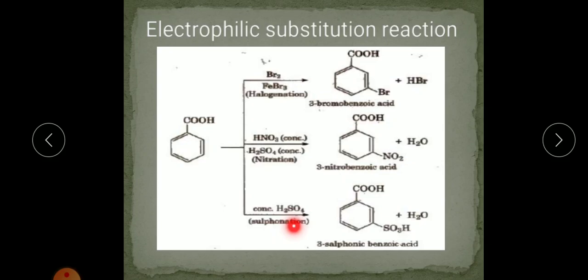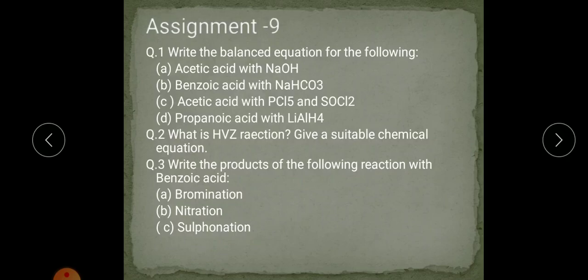Similarly, when you carry out the sulfonation process, it will form 3-sulfobenzoic acid or meta-sulfobenzoic acid. So this is how the electrophilic substitution products of benzoic acid are formed under the different reactions: halogenation, nitration and sulfonation. Fine. Now, today's assignment number 9.